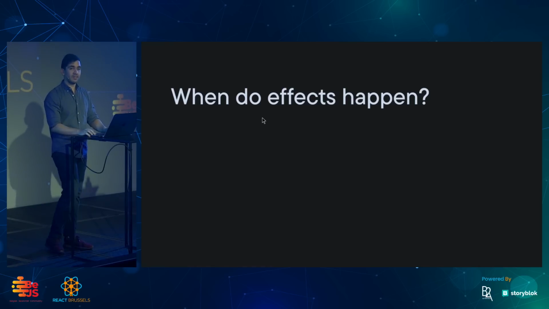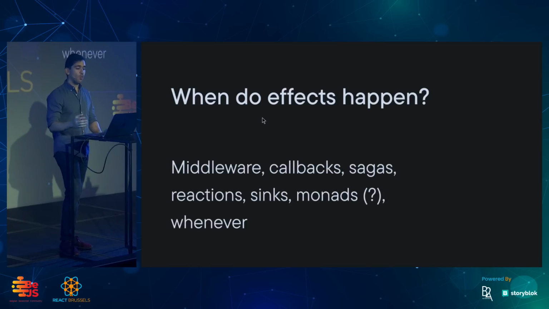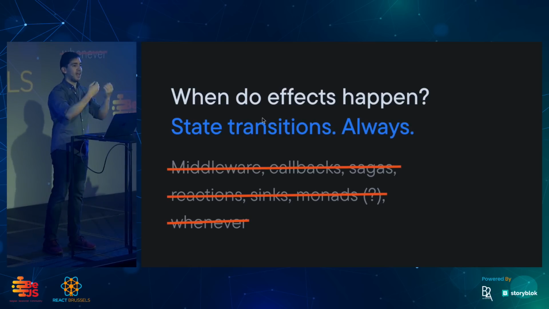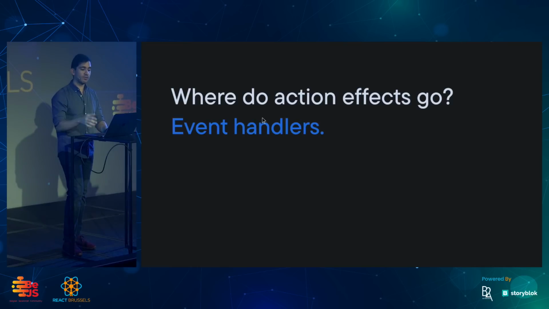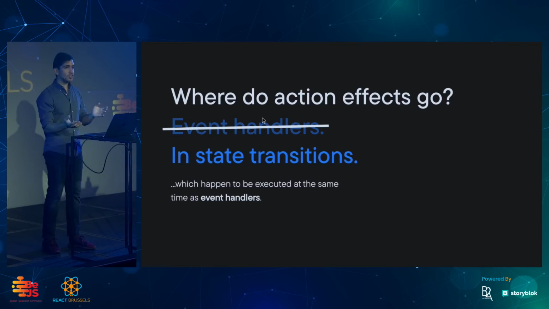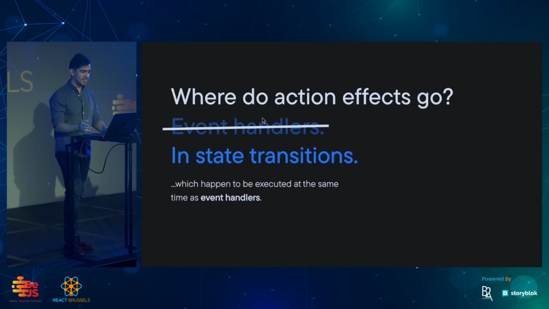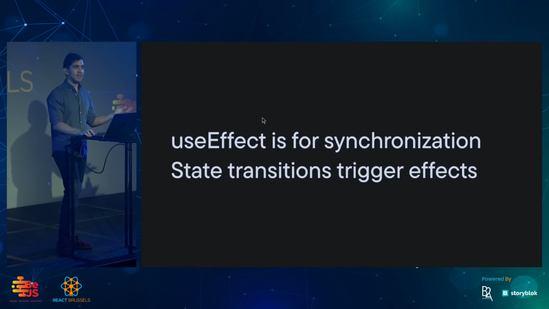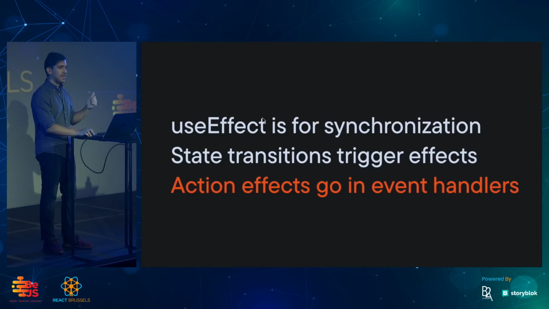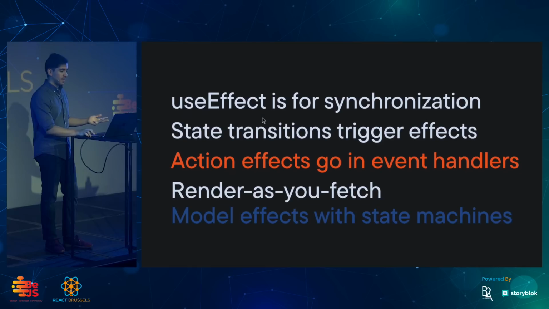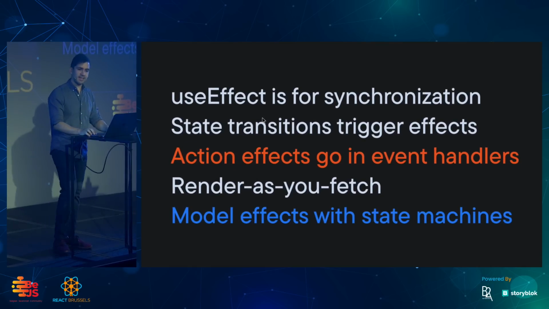So in short, just to summarize, because I have 20 seconds, when do effects happen? In these state transitions where an event is occurring, and then you model that as an effect. So where do these action effects go? Inside of these state transitions, which most of the time happen to be executed at the same time as those event handlers. So in short, useEffect is not for all effects, it's for synchronization. State transitions are what trigger effects. Action effects go in event handlers. You should render as you fetch. And also, it might be nice to model effects with state machines.